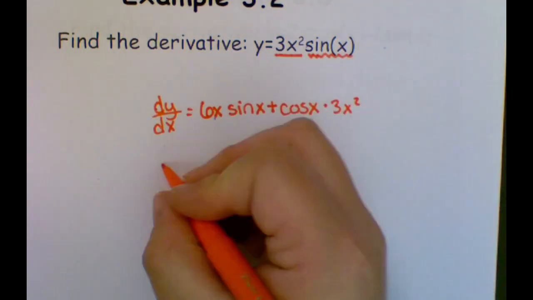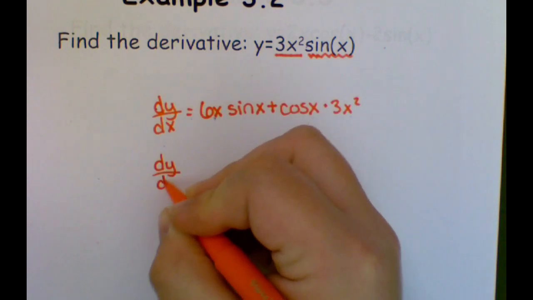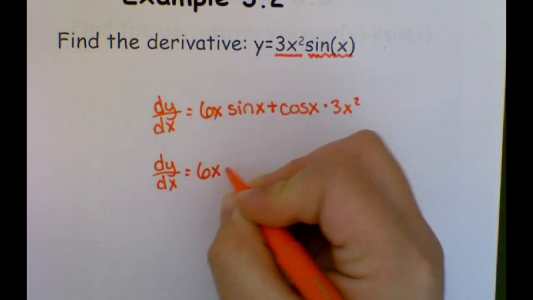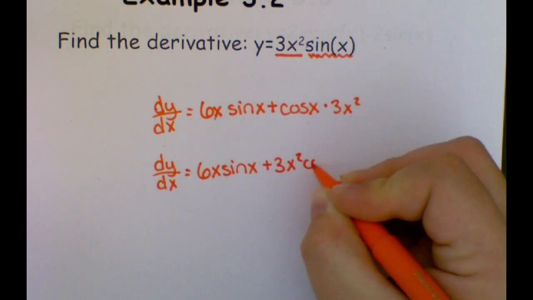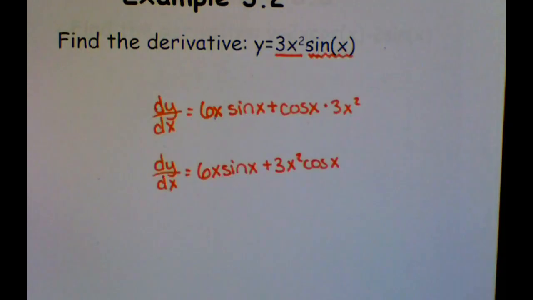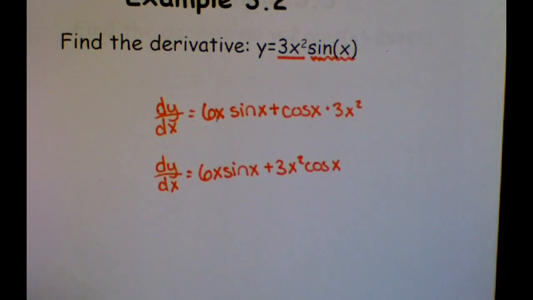I'm just going to clean that up a little bit. dy dx equals 6x sine of x plus 3x squared cosine of x. And that is all we can do. That is my derivative.